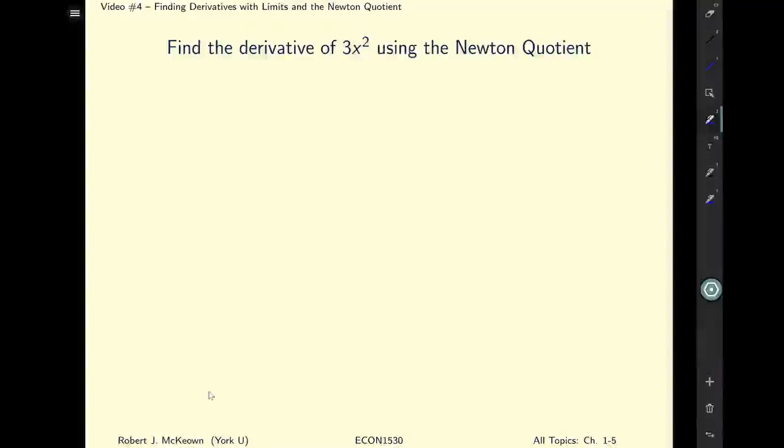Here's another problem for you to try, and I'll give you the solution. We can walk through it together. Use the Newton quotient and the limit to find the derivative of 3x squared. And so press pause on your video, and then when you unpause, we can go over it together. But give it a try on your own first.